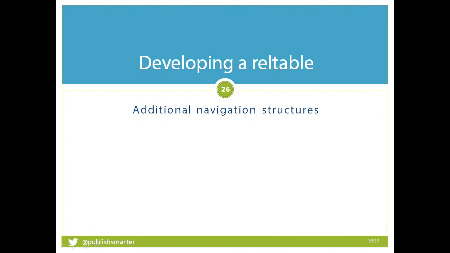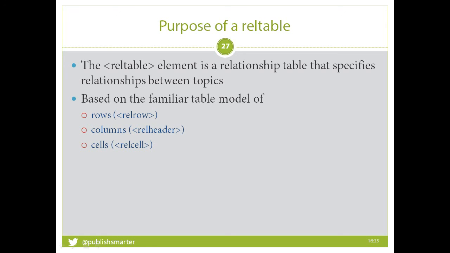Let's close this out with 2 last topics. One is developing a rel table. This is building additional navigation structures. What if you're creating online content, but the default link between parent and child doesn't quite do what you need? That's where the rel table comes into play. Let's go explore. The relationship table, the rel table element, builds a tool into place that specifies relationships between topics. It's based on a familiar table model where you have rows, columns, and cells, and then you add content.